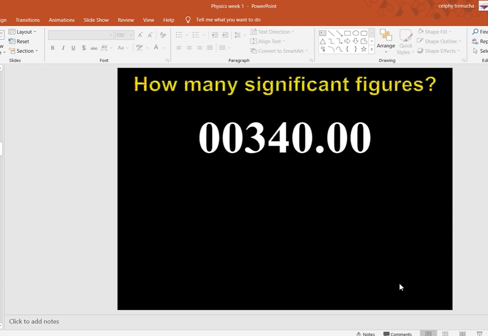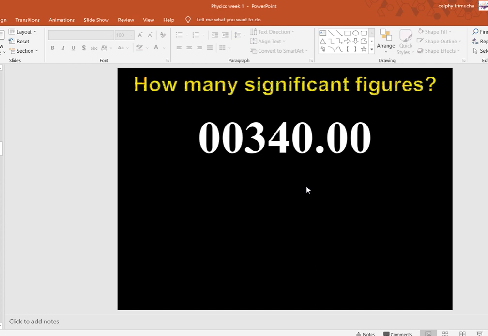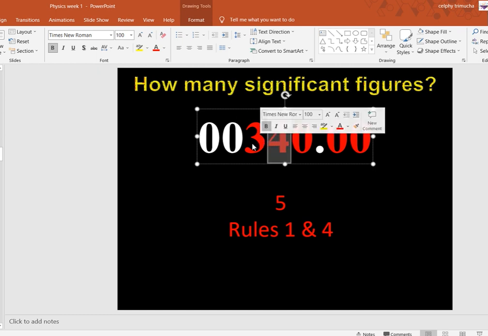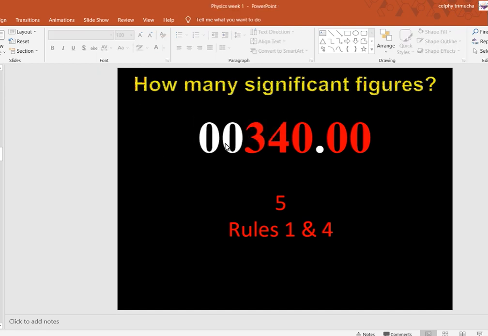Now let us understand how many significant figures are in the given number 00340.00. This one has 5 significant figures, based on rules 1 and 4. Since we have 3 and 4, which are non-zero, they are significant. The leading zeros are not considered significant, but the zeros at the end, after the decimal point, are considered significant.